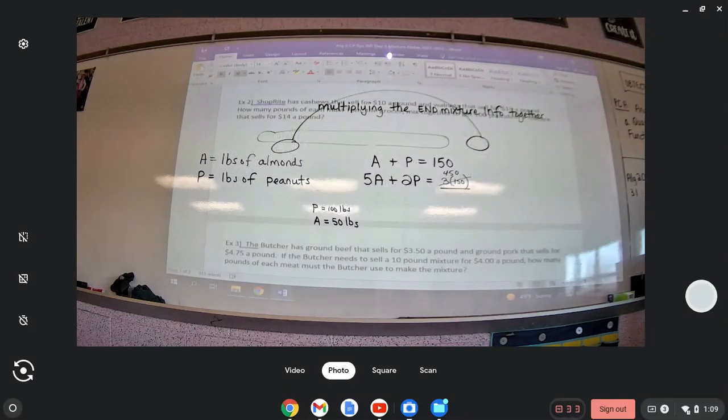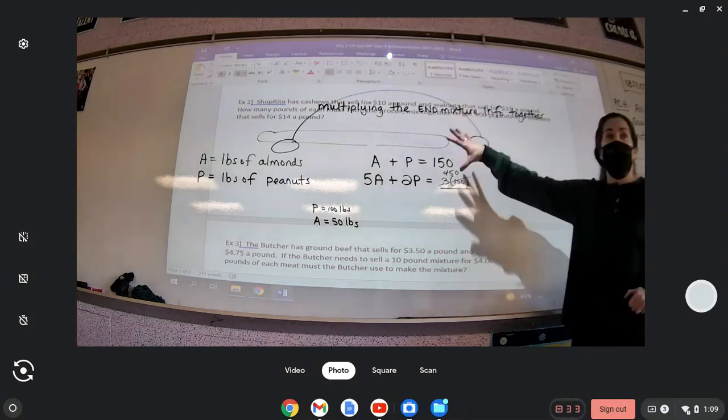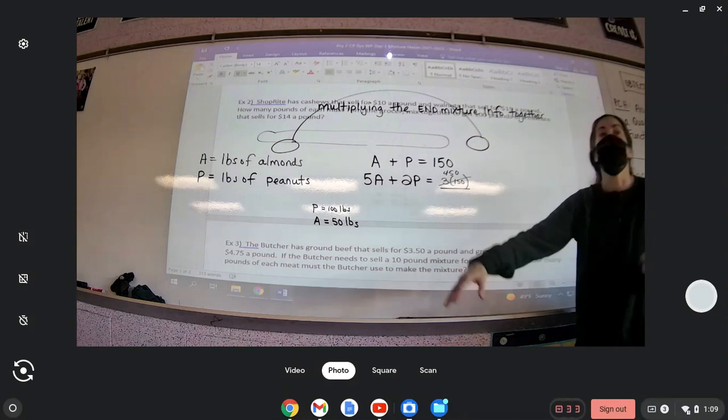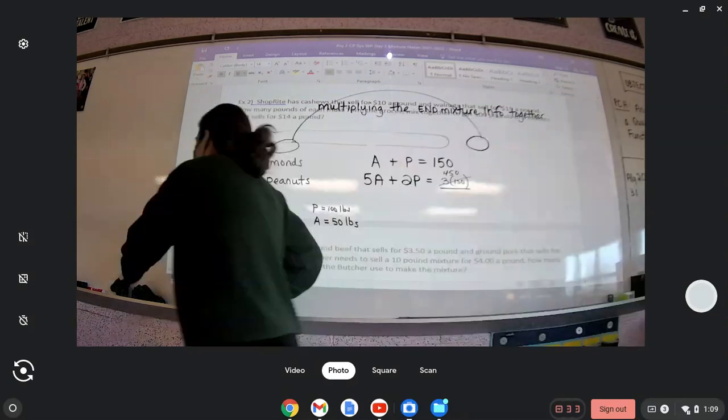How can you tell the difference? Say it again. How can you tell the difference of what? Of like the different problems? These ones are going to say mix in it. If they say mixture, you know it's a mixture problem. They will say something about mixing. Otherwise, it's just a normal problem.